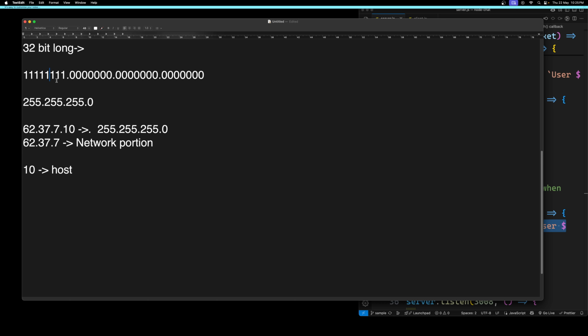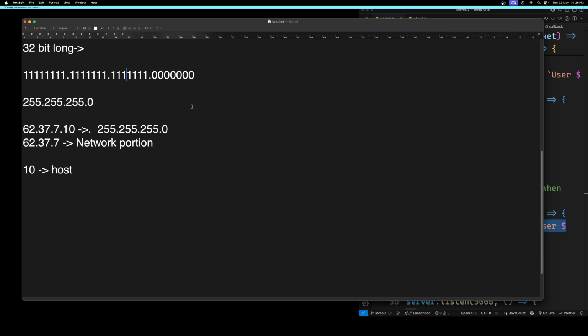So it can have 1111 like this, 111 like this, 11111 like this, or 11 like this. That means you can have a subnet mask of 8 bits, 16 bits, or 24 bits, like this.